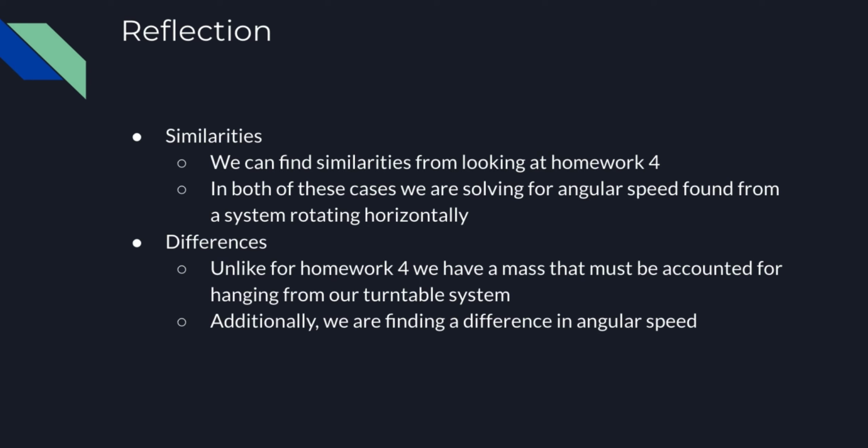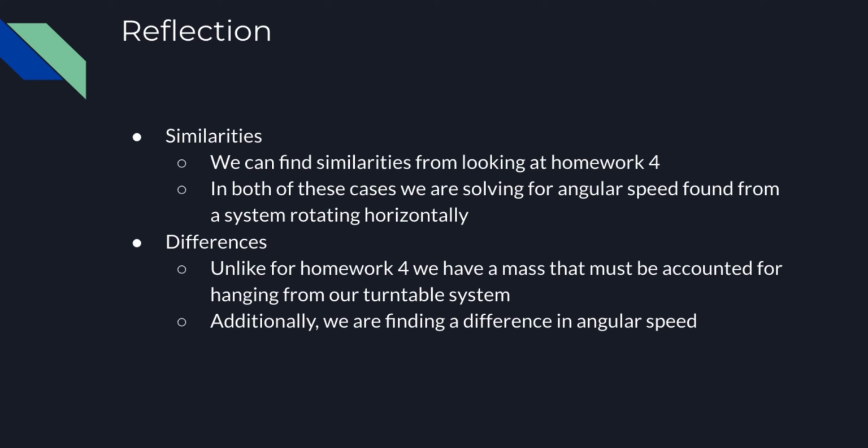Some specific differences we can see. Unlike homework 4, we have a mass that must be accounted for hanging from our turntable. So in this equation that we did here, we had to account for the string around the mass, pulling on the string, pulling back down on the mass, and it going all the way back up to our bigger mass, the one that is not hollow.